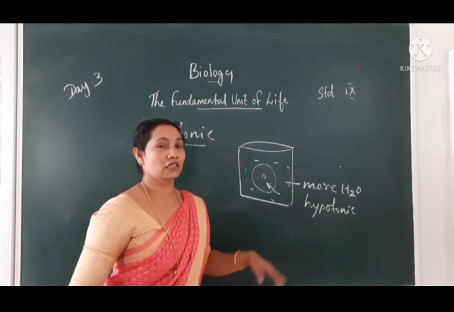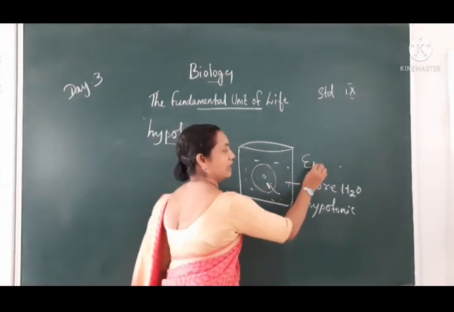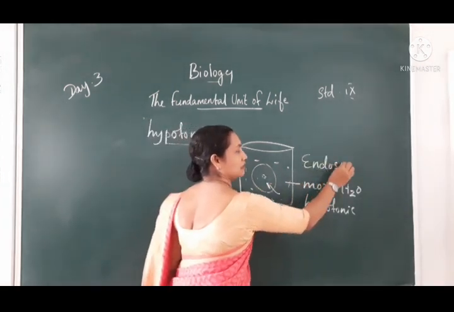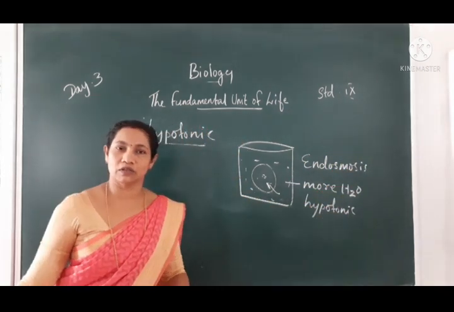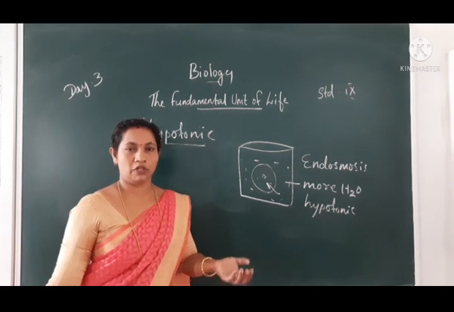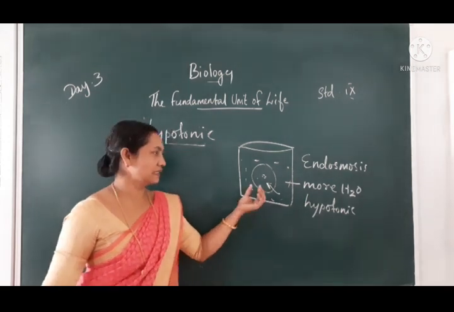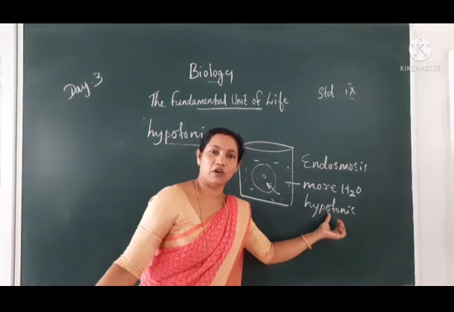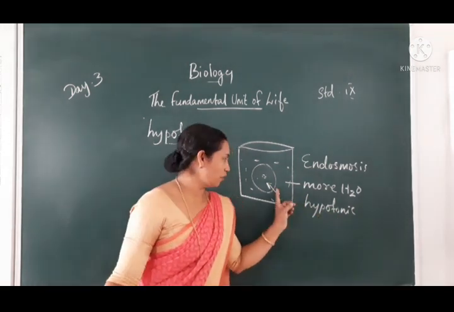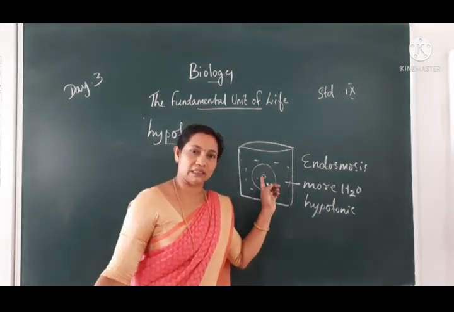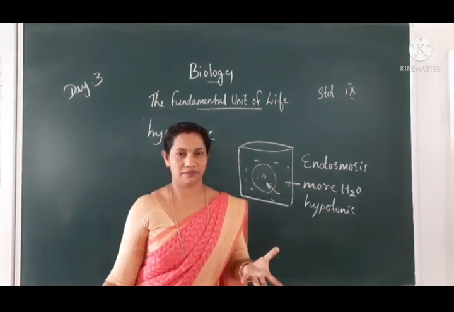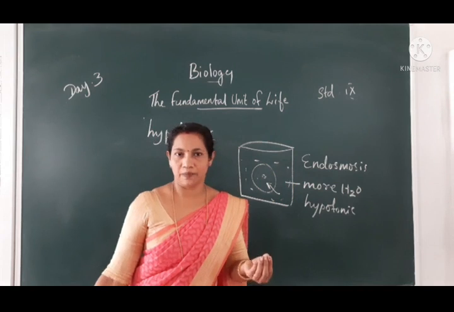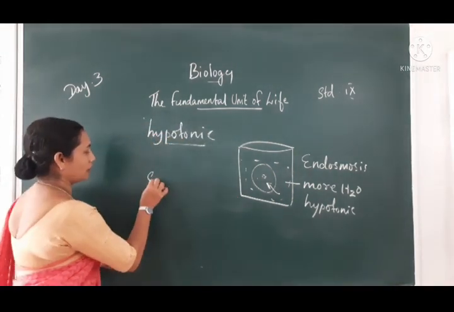So this osmosis is known as endosmosis. This is known as endosmosis. So if you keep one cell inside hypotonic solution, a larger amount of water moves into the cell and as a result, the cell bulges out. Clear?